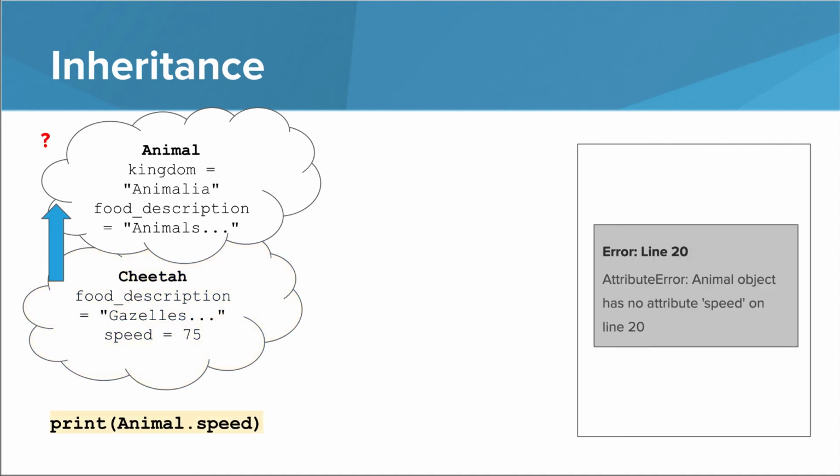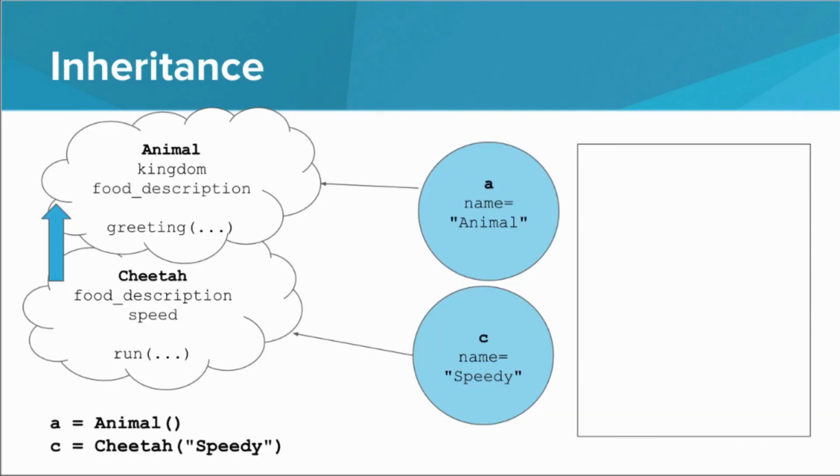And notice that we cannot access the speed variable through the animal class. A subclass can access class variables in the superclass, but not the other way around. Okay, let's pretend that last line wasn't part of our program. For this part of the lesson, I've changed each class to only include the names of its variables, and I've added the names of the methods, greeting in the animal class and run in the cheetah class.